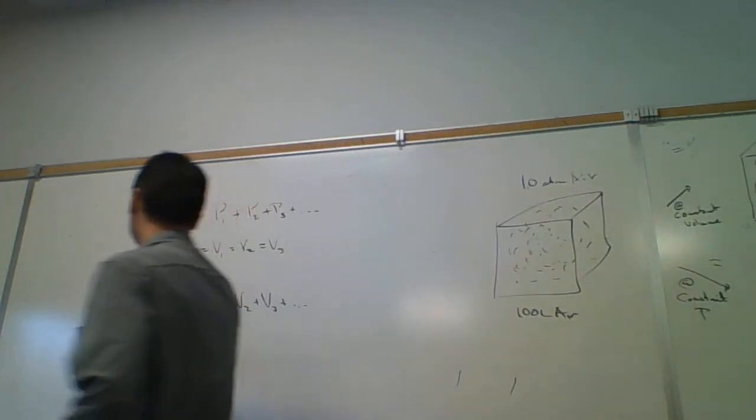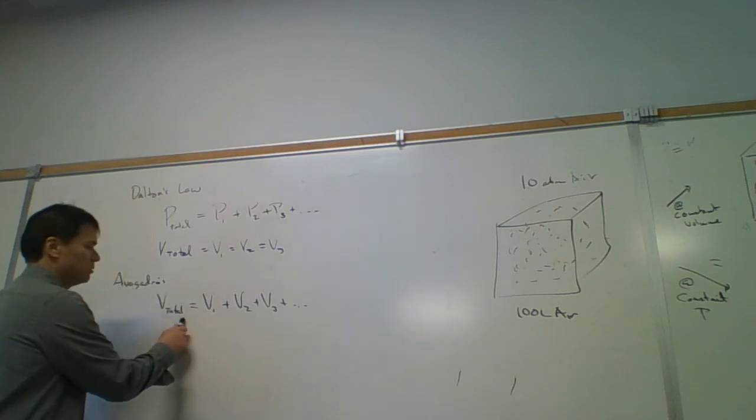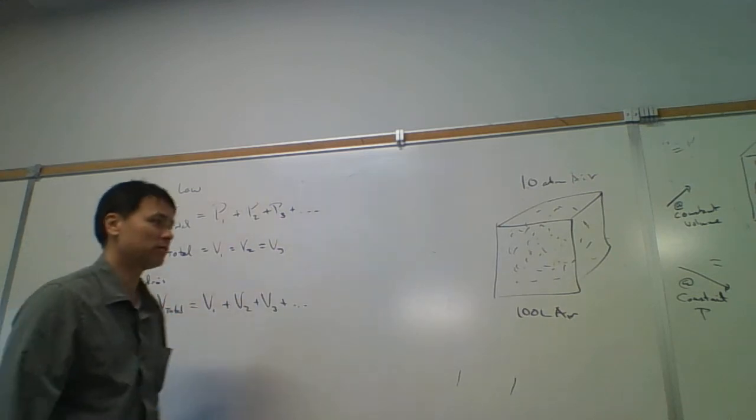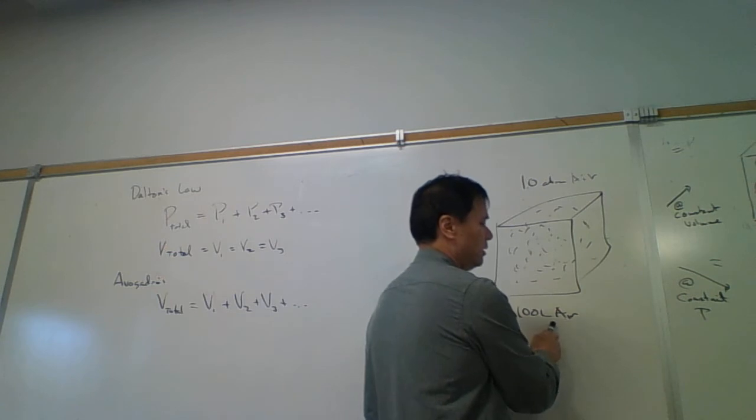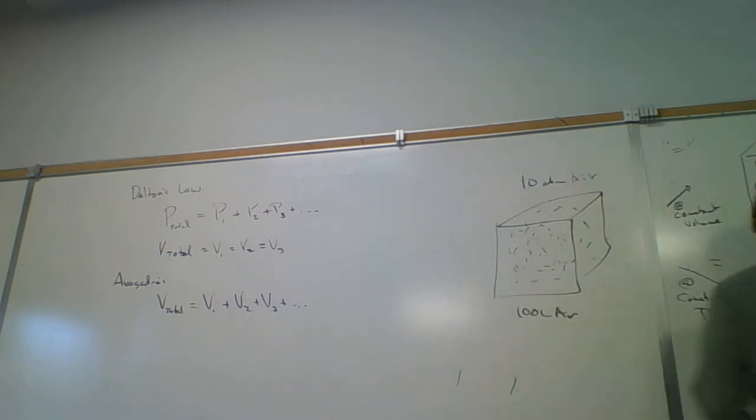If you go on to Avogadro's, Avogadro says V total is equal to V, the partial volume. So the V total here is 100 liters. Oops, I made a mistake here, sorry. It's not 0.8 liters, it should be 80 liters. And so the 100 liters of air is going to consist of 80 liters of nitrogen and 20 liters of oxygen.